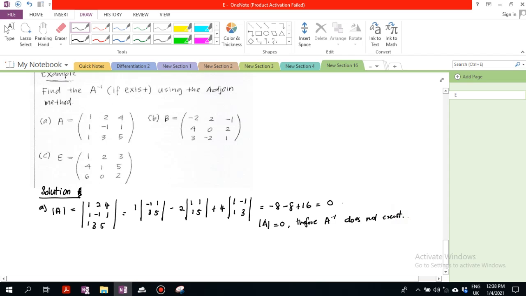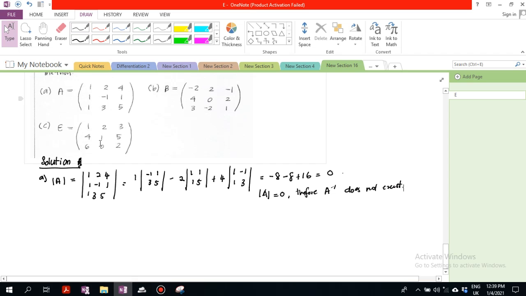Okay, this is how to check first. So for example, the first one we already calculated, there is no inverse. Okay, for example, for B, first you check the determinant.